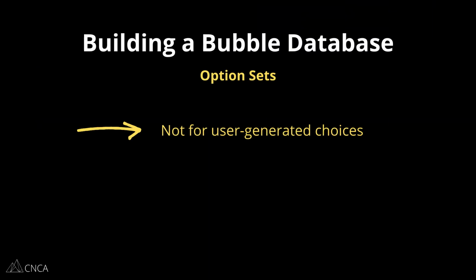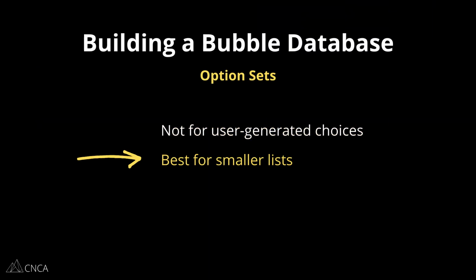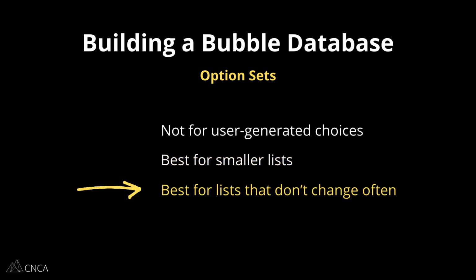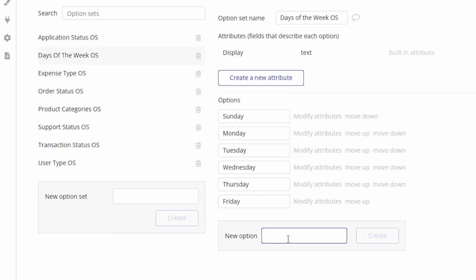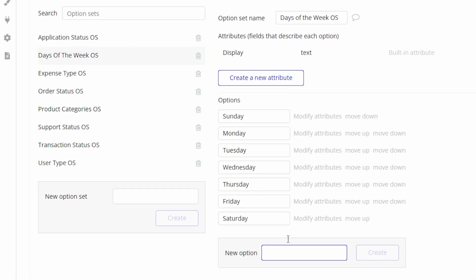Just keep in mind that option sets can only be managed by an app editor, so you're not storing any user-specific data here. These are static lists. Option sets are also best for smaller lists, I would say under a couple dozen choices or so, and they're also best for lists that aren't going to change very often. An option set for days of the week, for example, is a perfect use case because the days of the week are always the same and there's only 7 of them.